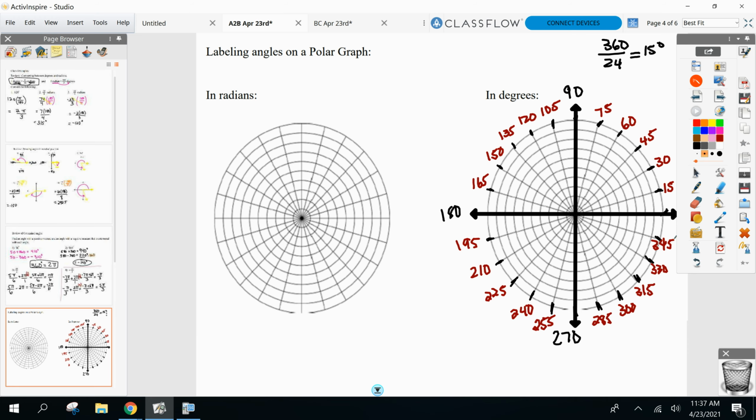All right, what's the radian version look like? We have the degree version. What's the radian version look like? Well, what's 360 again in radians? 2 pi. And you guys said there's 24 of them, right? So if I divide by 24, what's 2 over 24 reduced down to? Pi, yep, 1 over 12. So pi over 12.